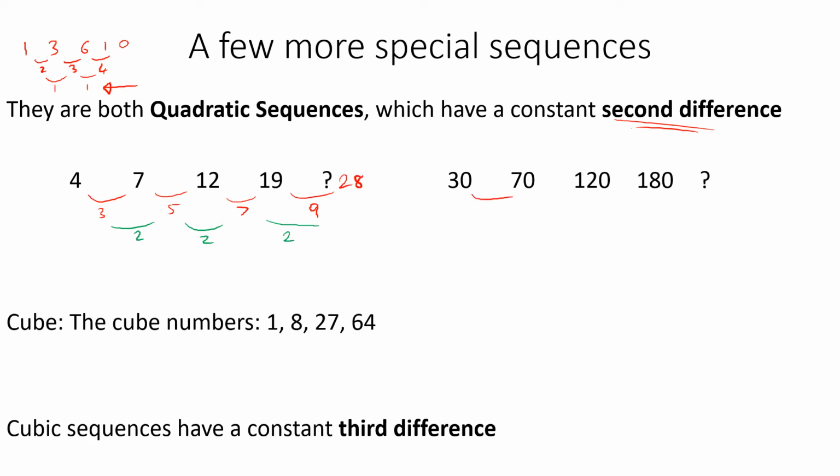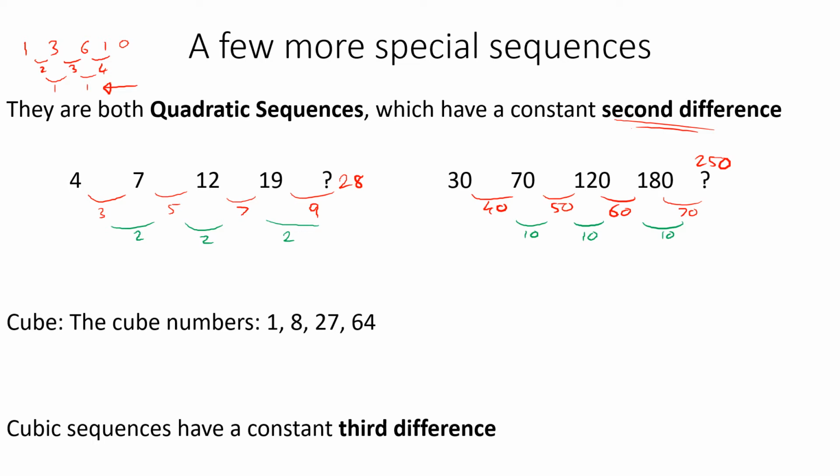We do the same thing here. This goes up by 40 and 50 and 60. So the second difference, which is constant, is 10. So that means the next number would be going up by 70. That would be 250. And that's how you identify a quadratic sequence.